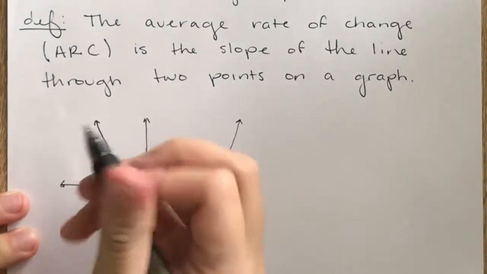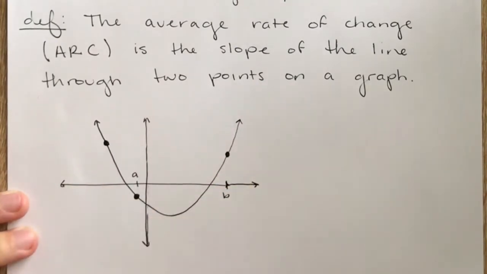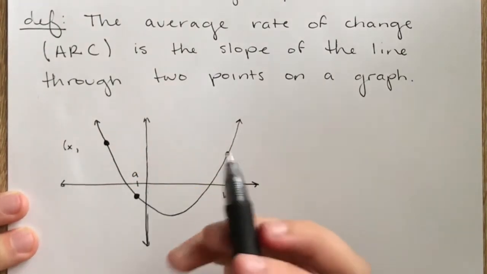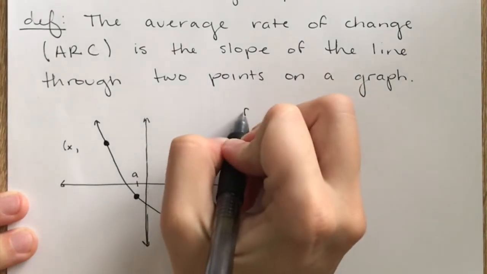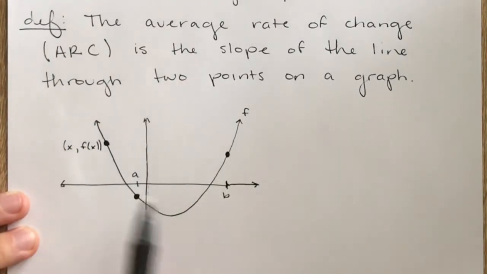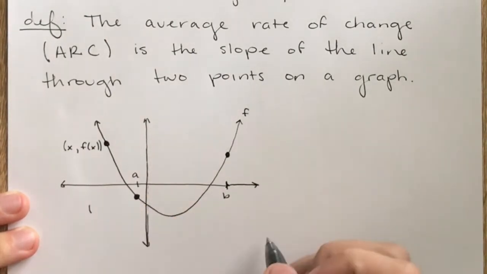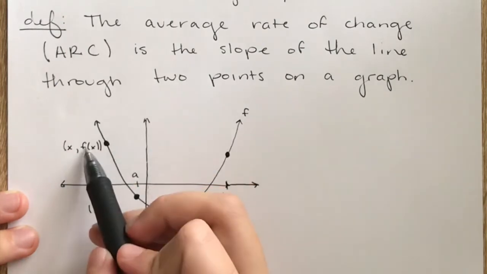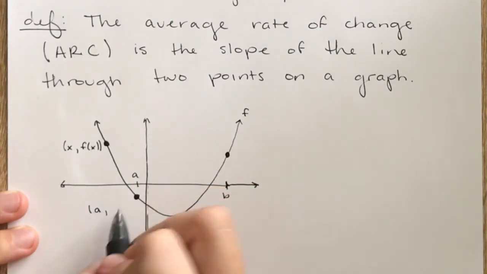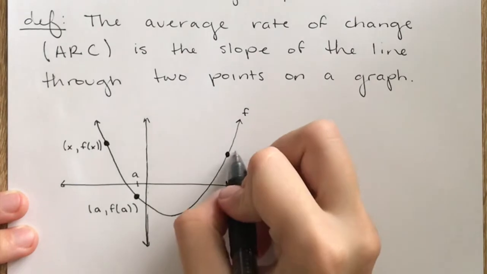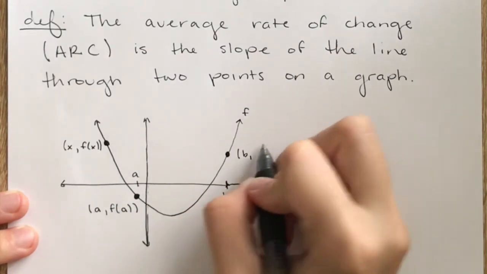So any point on this graph, I'm just going to pick a random one, is going to have the form x and y, but our y value is the output of our function, right? So if this guy is f, then our y value will be f of x. So if this point occurs at x equals a, what can we say about this point? Well, our x value is a, and our y value is f of a. Similarly, with b, our x value is b, so our y value is f of b.